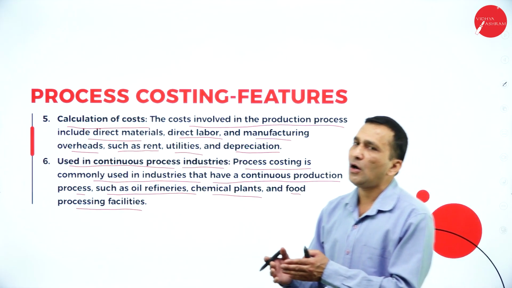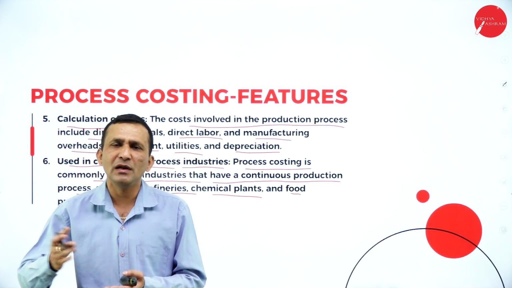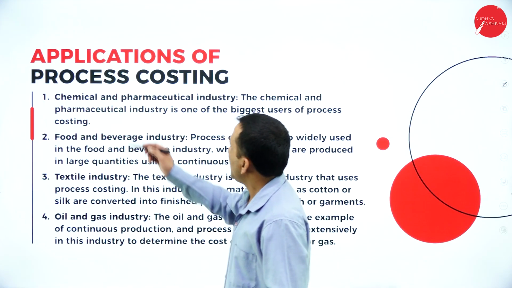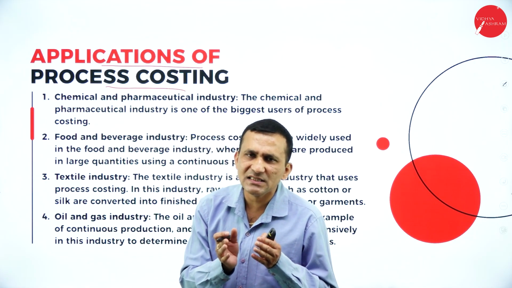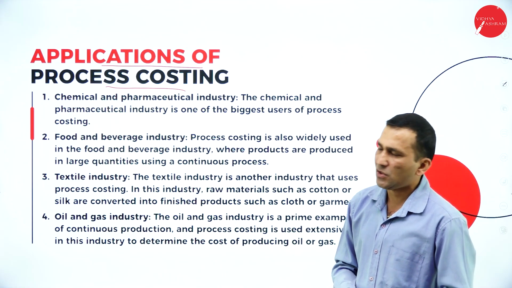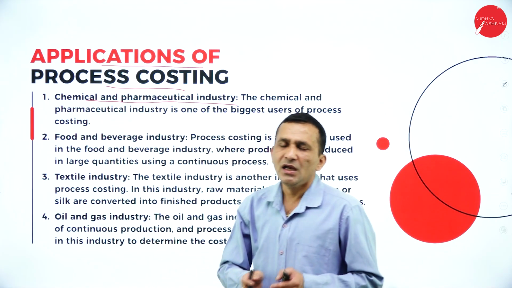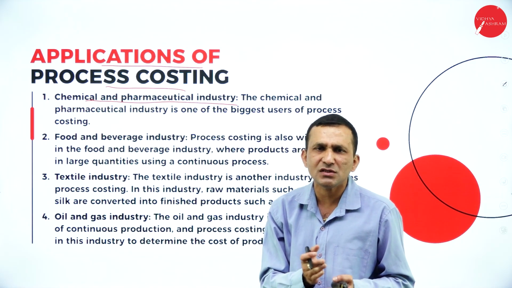Each and every product goes through certain, different types of processes, which obviously happen on a continuous basis. And where is process costing applied, exactly where are they using process costing? The first one is the chemical and pharmaceutical industry. In the chemical and pharmaceutical industry, there are different types of processes going on.